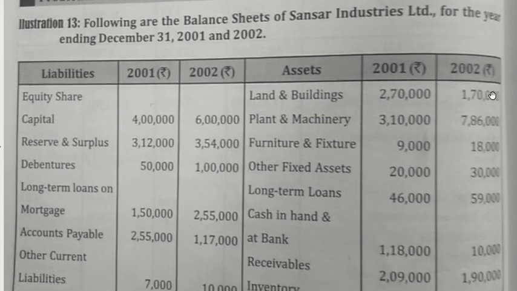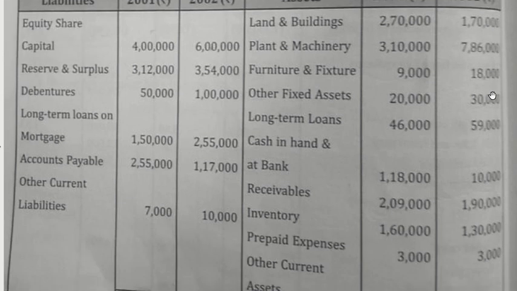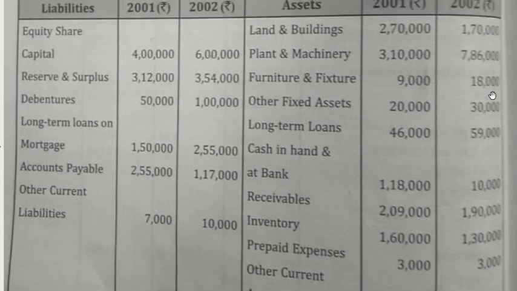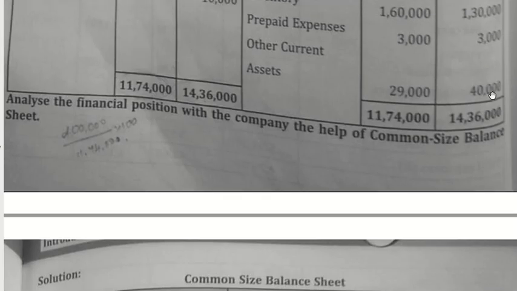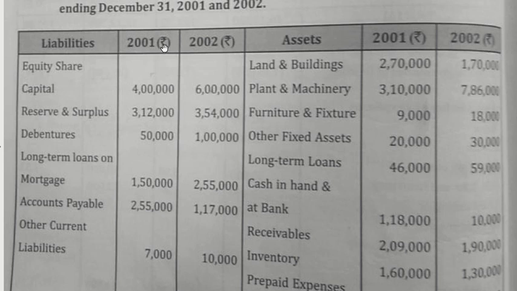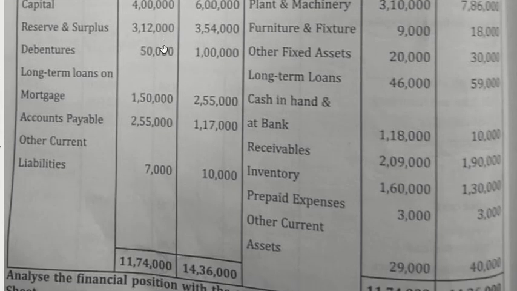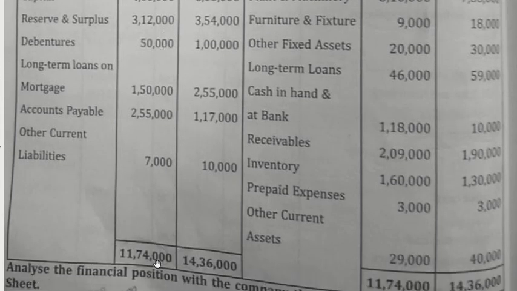So, let us look into our first problem, which is: following are the balance sheets of Sansar Industries Limited for the year ending 2001 and 2002. So, you have your liability side, you have your asset side. If you see 2001, the liability side and the asset side total is 11,74,000, and in 2002 it is 14,36,000.